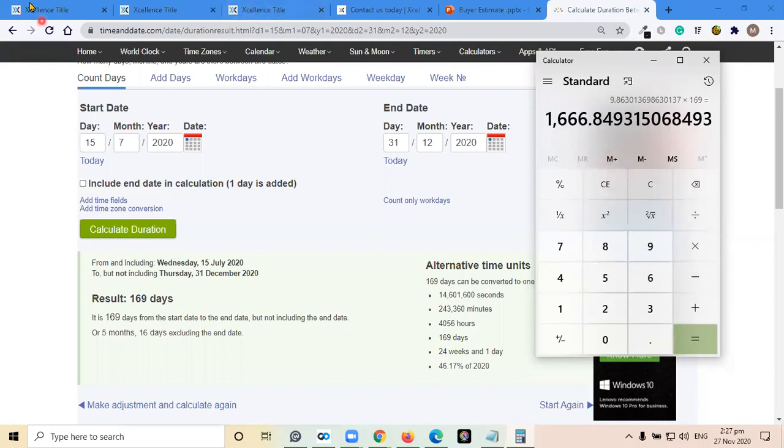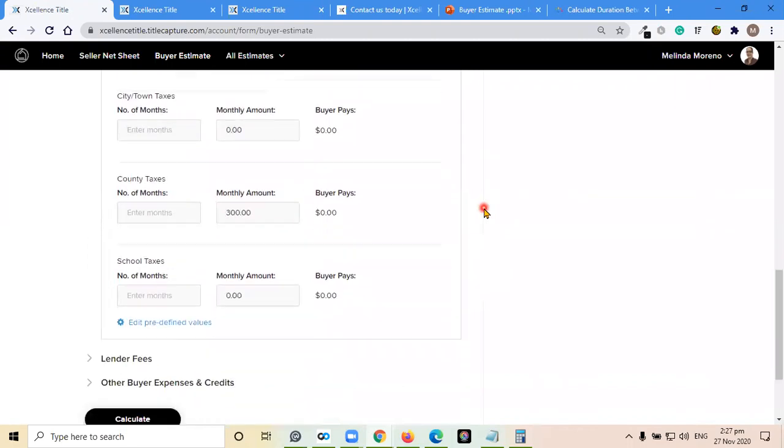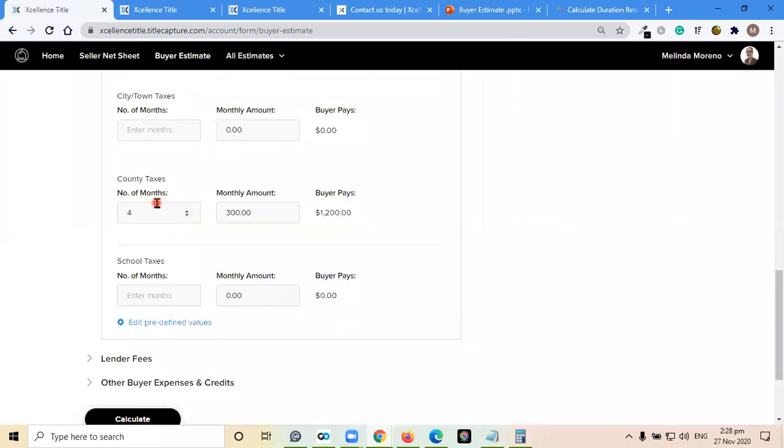All right, so in this example, let's go back to impounds. So in this example, under county taxes, what we're going to type in here is 4. And the reason for that is because from the first mortgage payment of September the 1st, we're going to count till December. So 1, 2, 3, 4. So the buyer is going to have to pay 4 months for property taxes, and that's the reason we're typing in the number 4 here.